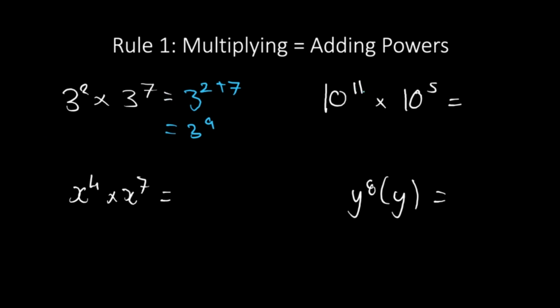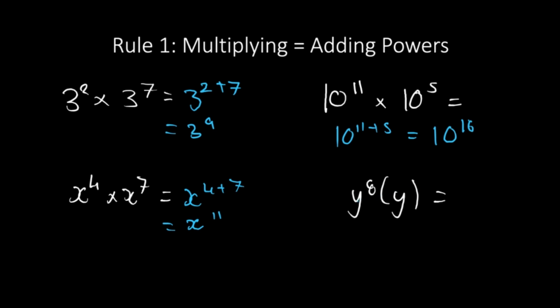Very simple. Again, so 10 to the power of 11 times 10 to the power of 5. So you simply add the powers and the answer will be 10 to the power of 16. X to the power of 4 times x to the power of 7. Add the powers, so that will be x to the power of 4 plus 7, which is x to the power of 11.